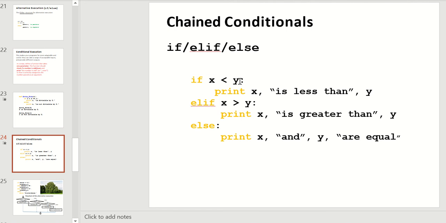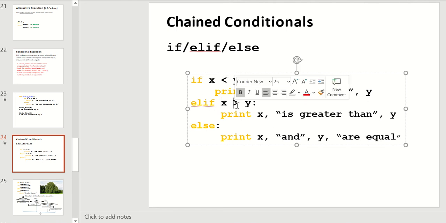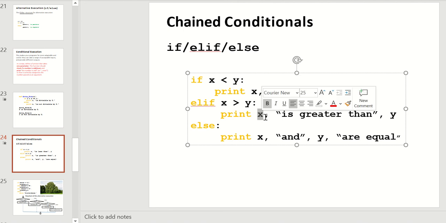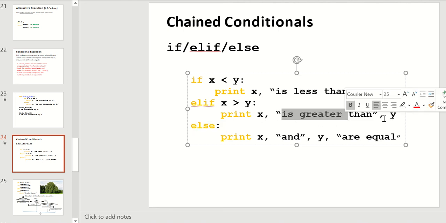So if x is less than y, print x is less than y. If x greater than y is true, print x, comma, is greater than y. Else, print x and y are equal.